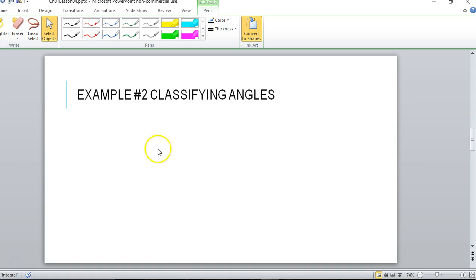All right. Let's talk about classifying angles. In your definitions, you wrote down how to classify angles. We have right angles, angles that measure 90 degrees. Looks like an L when you see a 90-degree angle. It will look like some type of L. It doesn't have to be in this form.